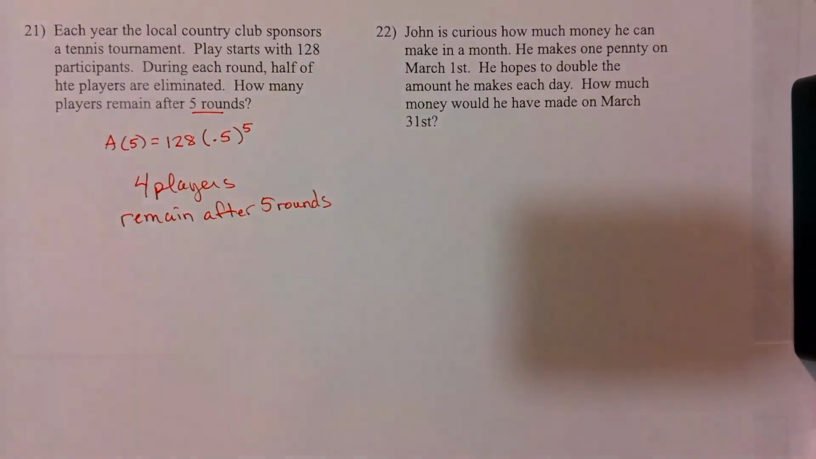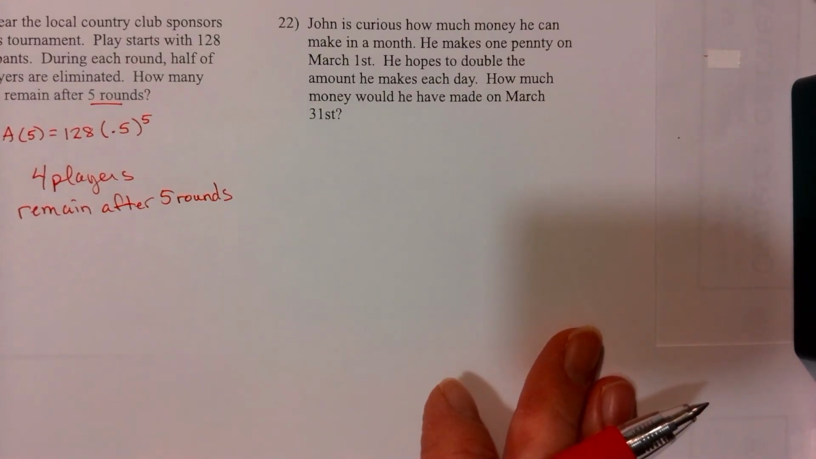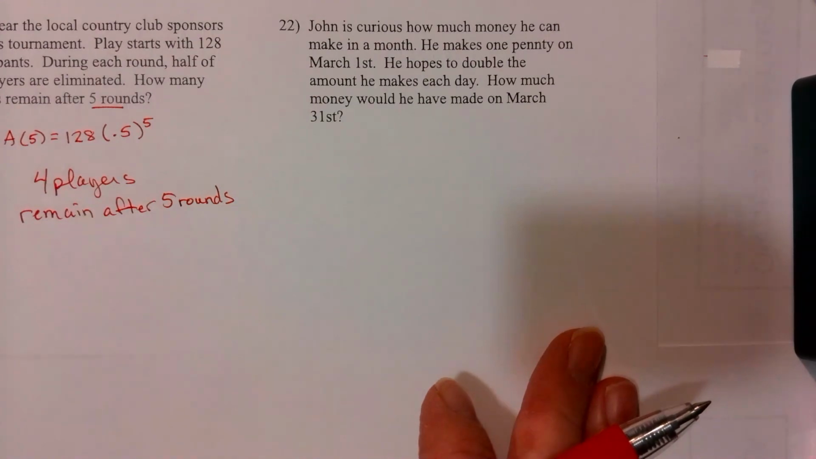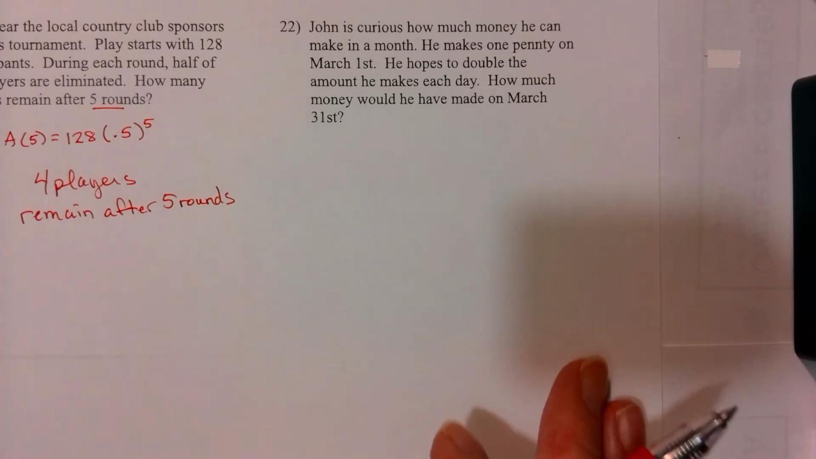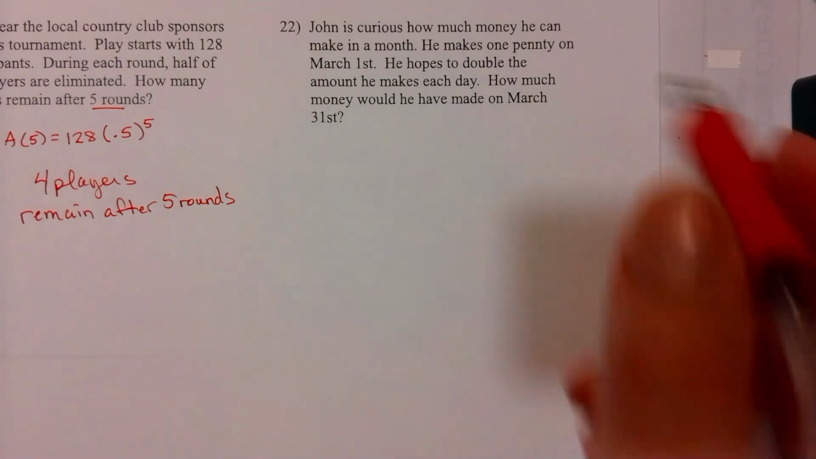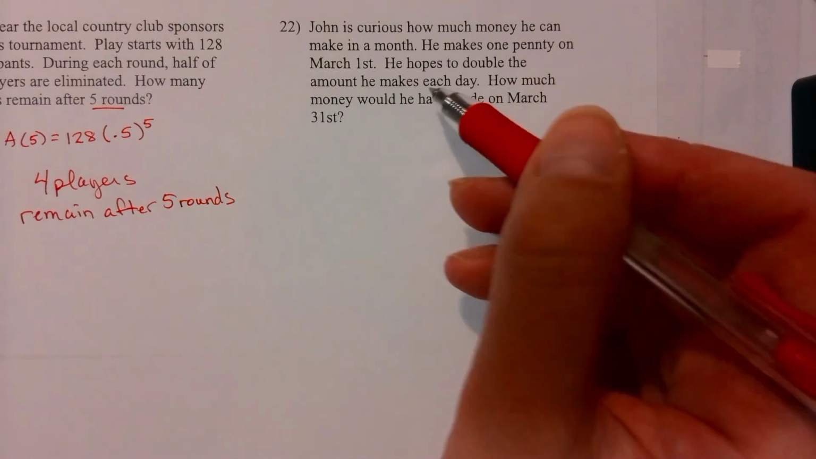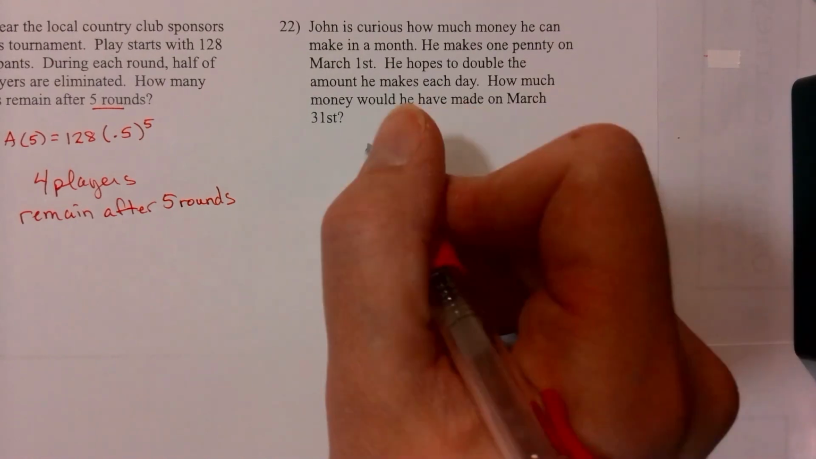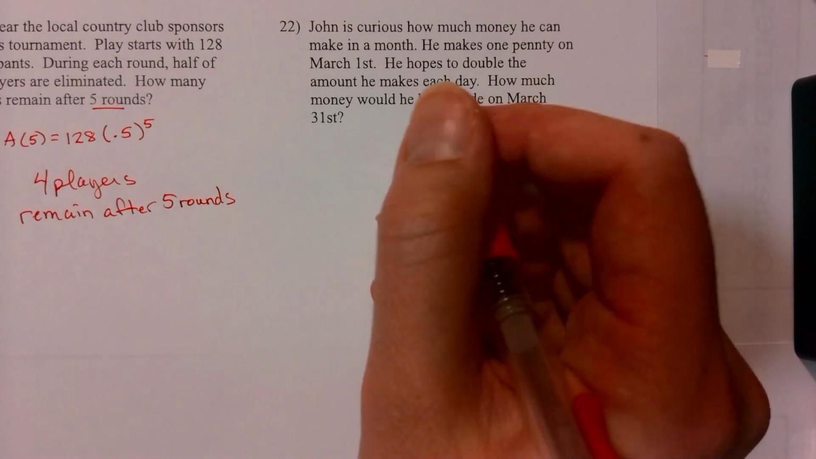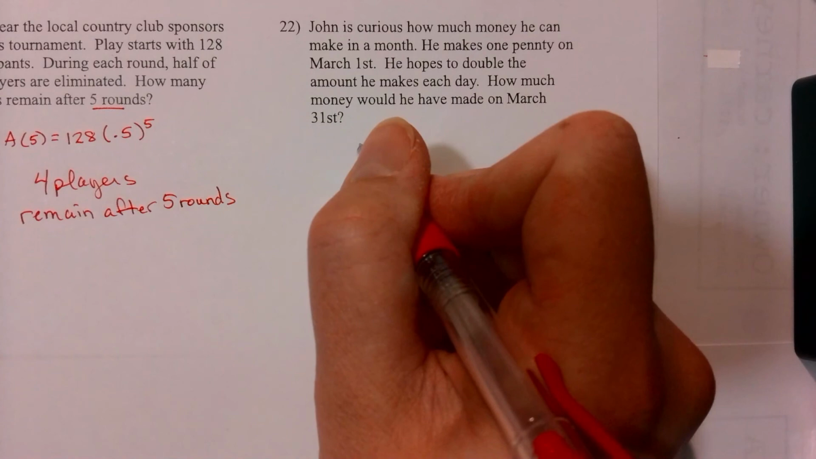Okay. John's curious how much money he can make in a month. He hopes to double the amount he makes each day. So how much money would he have made on March 31st? Okay, so he's starting on March 1st. Oh, he makes a penny. I missed that. He makes a penny on March 1st, and he hopes to double that amount each day. Well, you would look at this and say, that's not really that big of a deal. But we're talking about 31 days, and we're doubling it. So it actually grows faster than you realize.